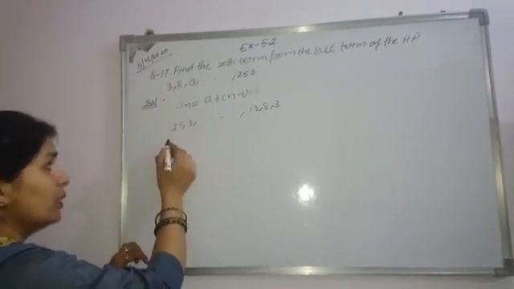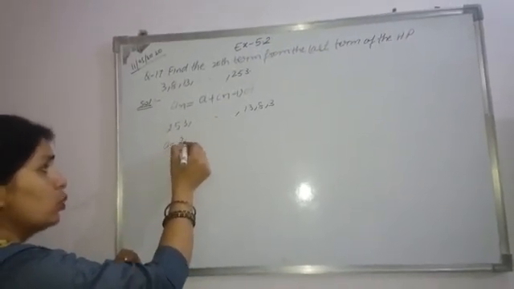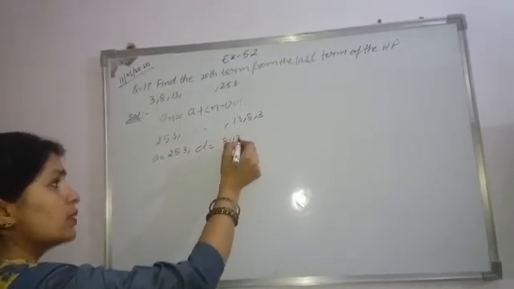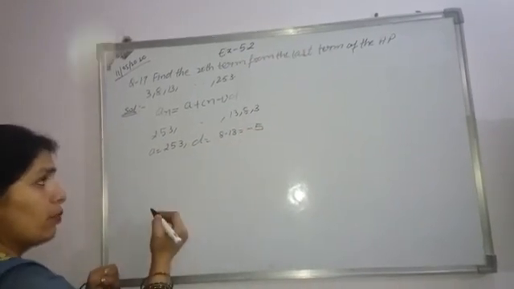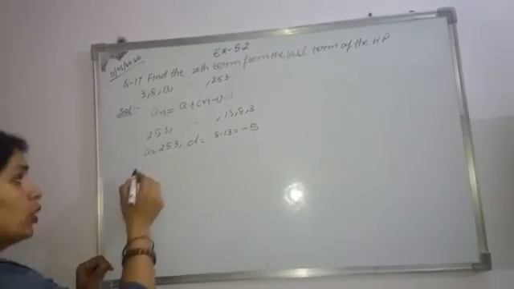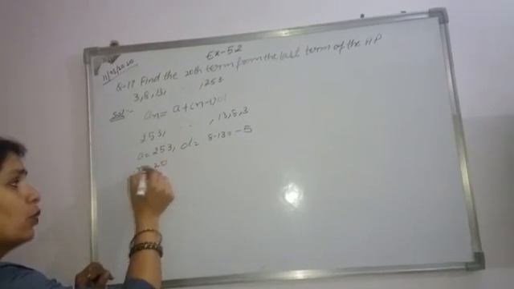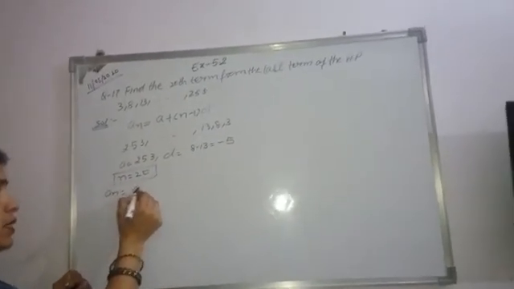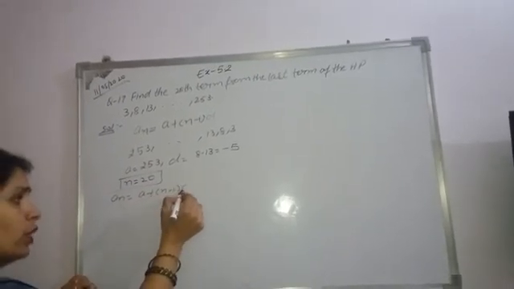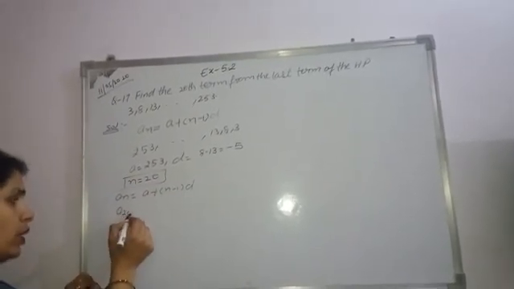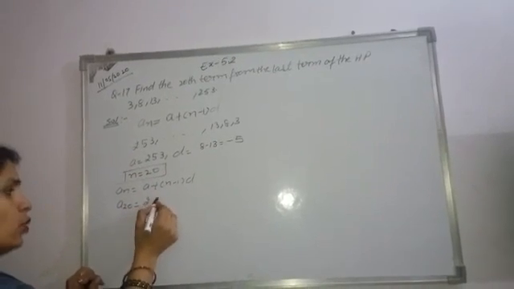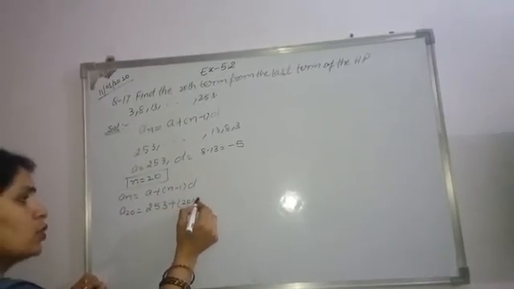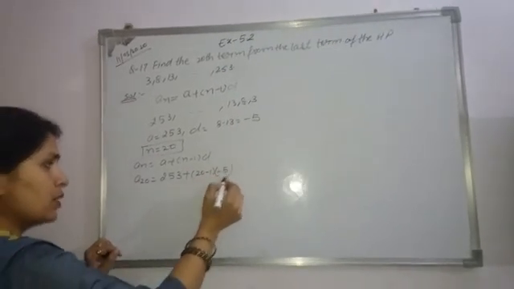So here, what will be the value of A? A is equal to 253 and d will be equal to 8 minus 13, and the value is equal to minus 5. Now, which term do we want to find out? The 20th term, so n is equal to 20. The general term is An is equal to A plus (n minus 1) into d. So A20 will be equal to 253 plus (20 minus 1) into minus 5.